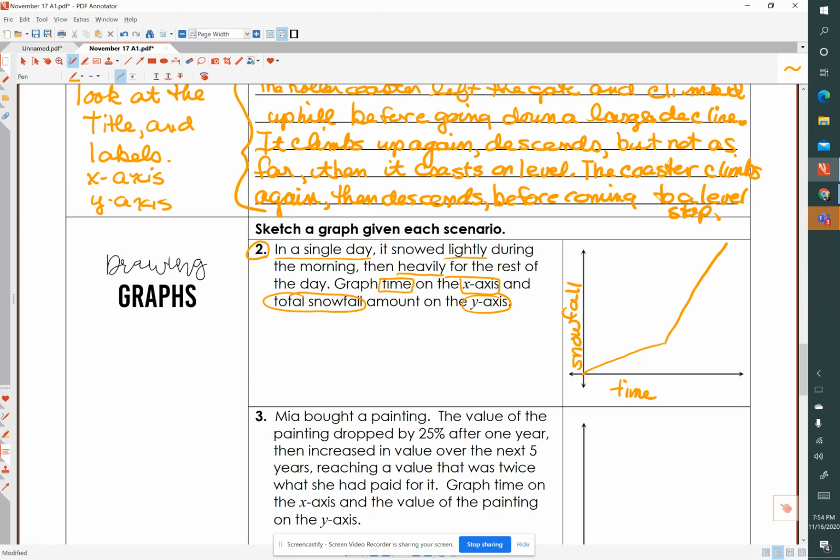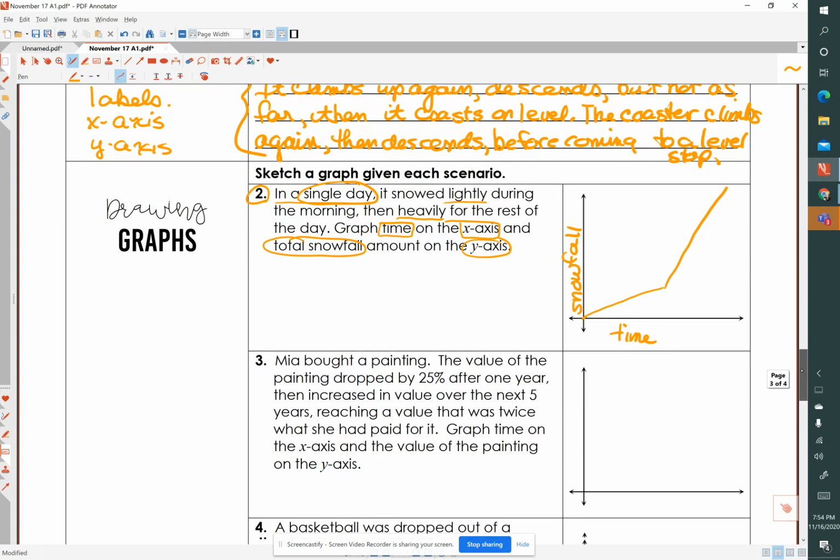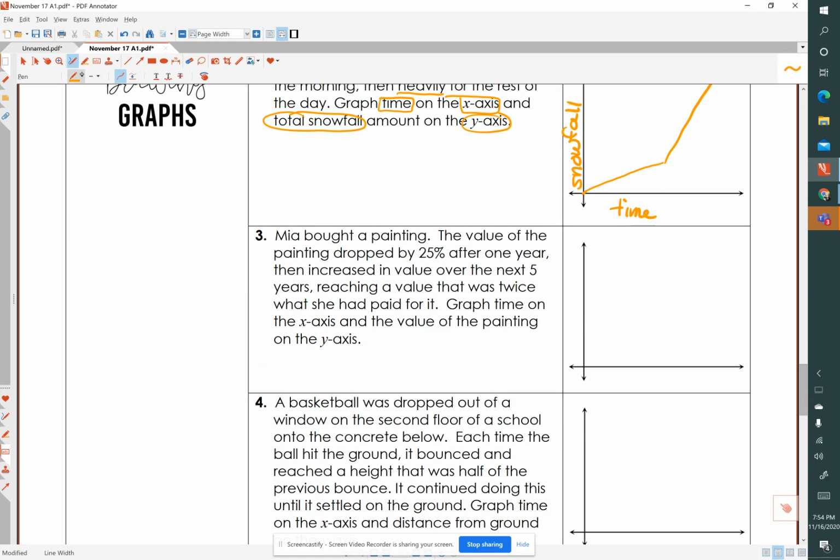Now, it doesn't tell us to graph until the snow stopped. It just says one day in a single day. So that's our graph. That's the real world scenario of the snowfall that was described in that story. So let's try another one.